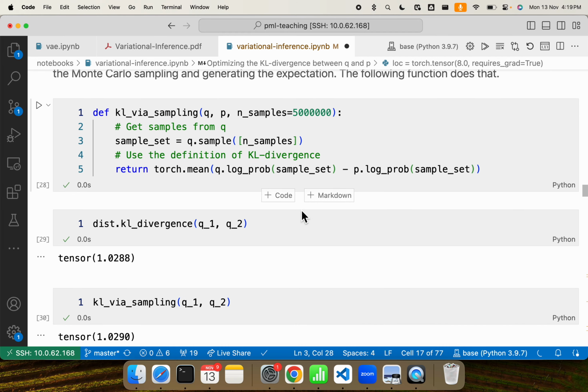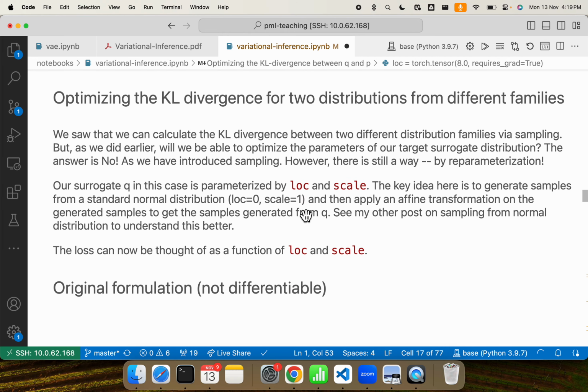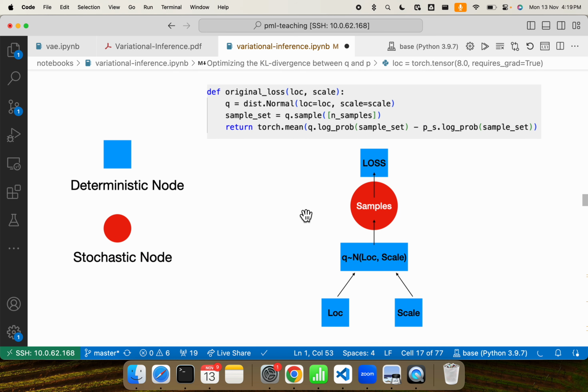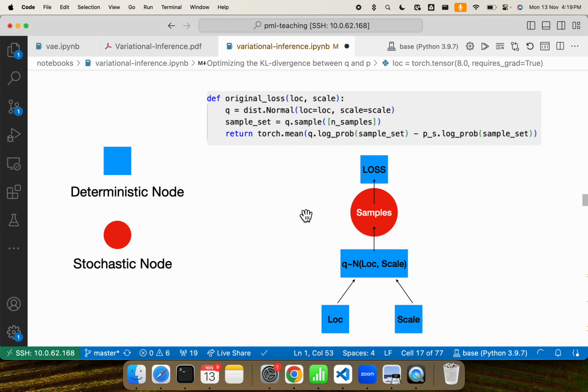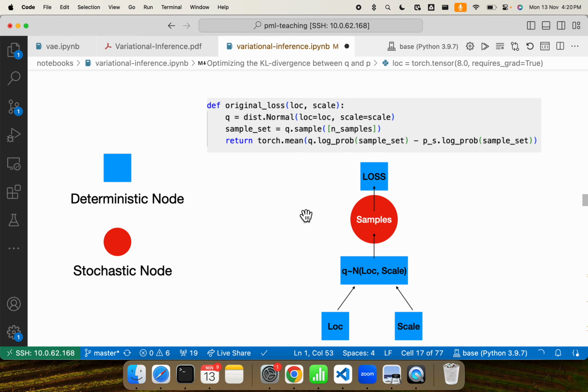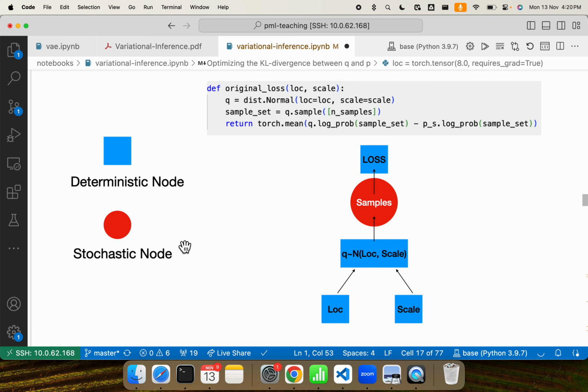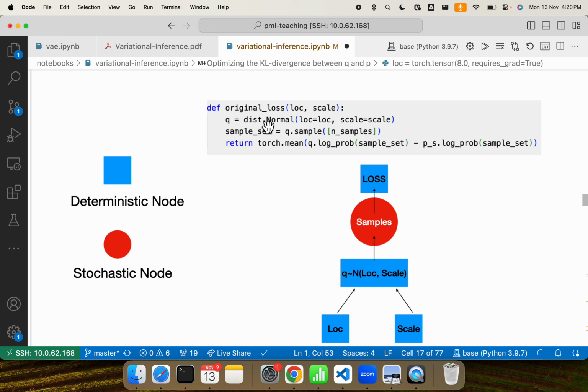Okay. So let me first show you what is happening. Right, so this is the original formulation. We have two kinds of nodes, deterministic nodes and stochastic nodes. Stochastic nodes are wherever we have some notion of randomness. And this is the loss function that I had written a few minutes back. We have distribution.normal, location and scale, or the softmax of scale, whatever. So the exponential of scale.